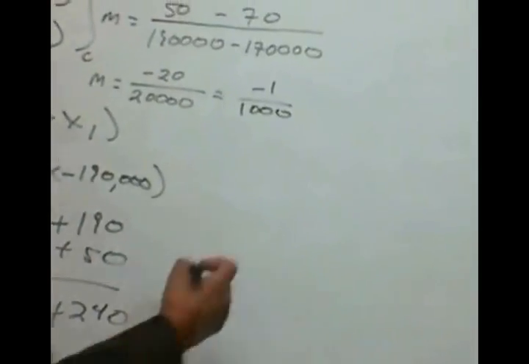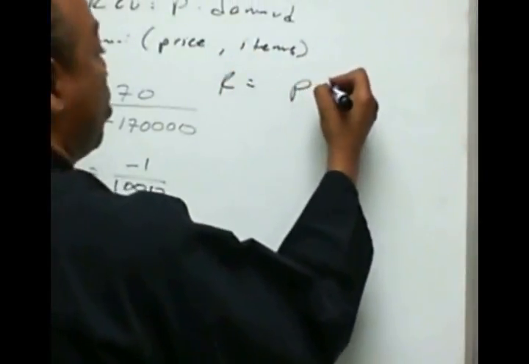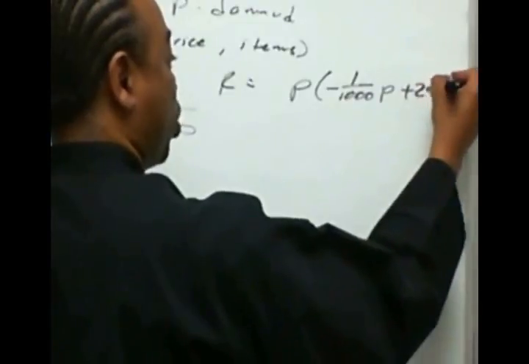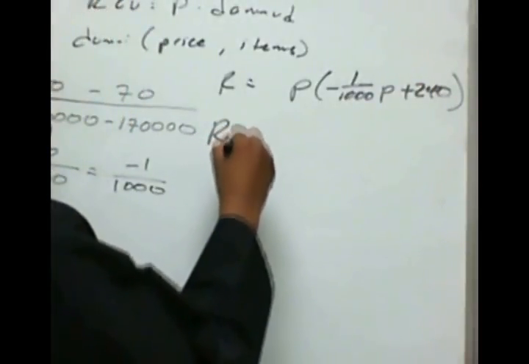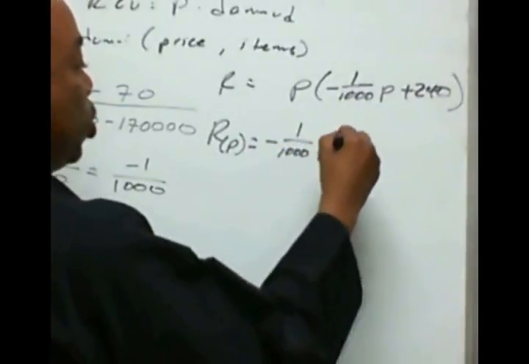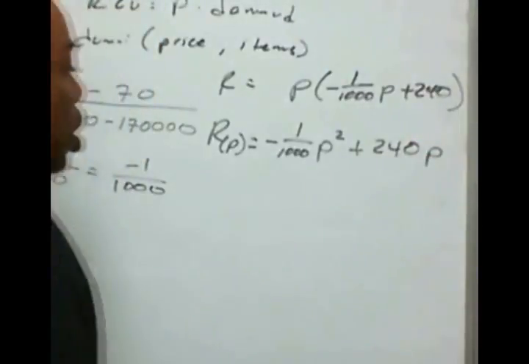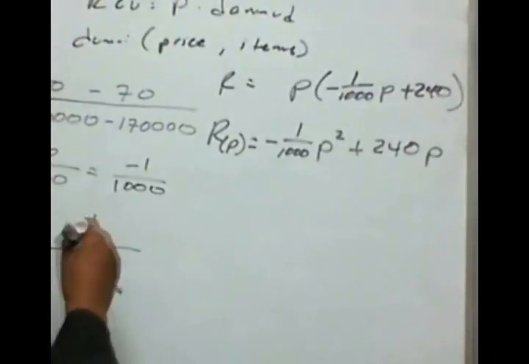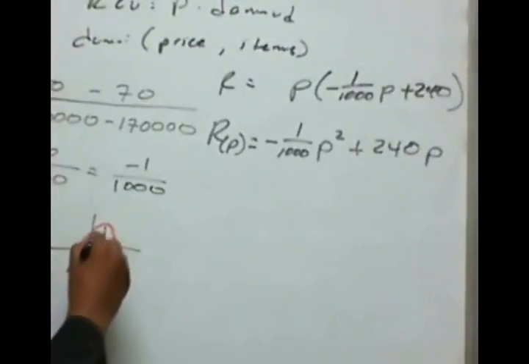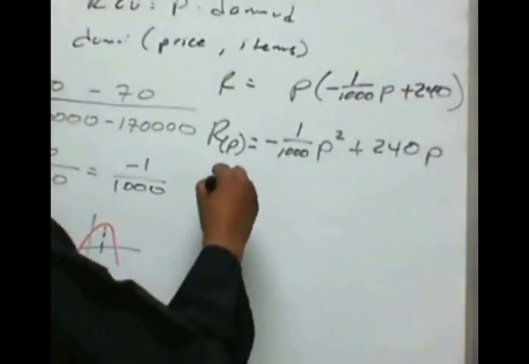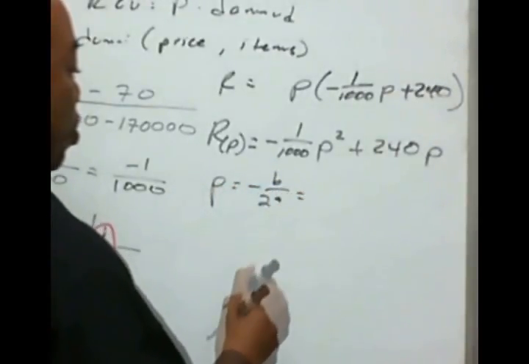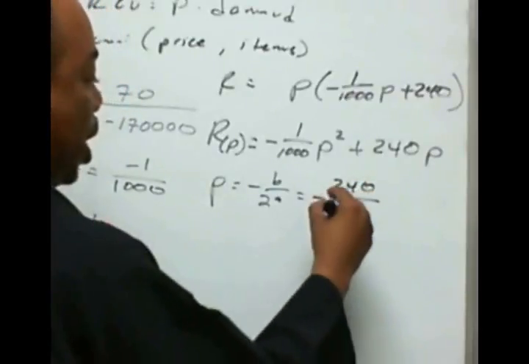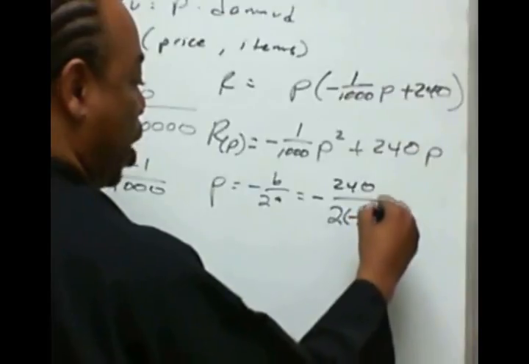Now we have a demand function, so we can multiply times price to get revenue. My revenue will equal P times negative 1 over 1,000 P plus 240. So our revenue based on price will be negative 1 over 1,000 P squared plus 240 P. Again, this is a quadratic. The quadratic has a negative coefficient, so we know it has this orientation where you're going to have a maximum. Let's find the price that gives us our maximum. So P equals the opposite of B divided by 2 times A. What stands for B this time will be 240, and what stands for A will be negative 1 over 1,000.